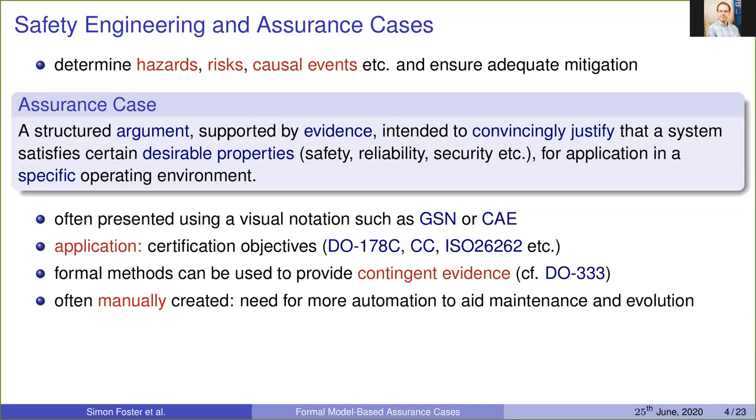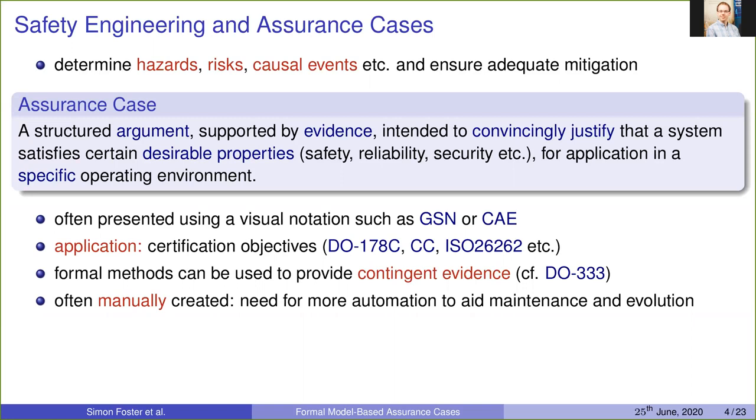These assurance cases are used to convince a regulator or other stakeholder that you have indeed shown that your system is safe. So for instance, if you think in terms of certification objectives, which can be provided by international standards like DO178C or ISO 26262, an assurance case allows you to show how you have satisfied those objectives and therefore why your system should be allowed in the air or on the road or wherever.